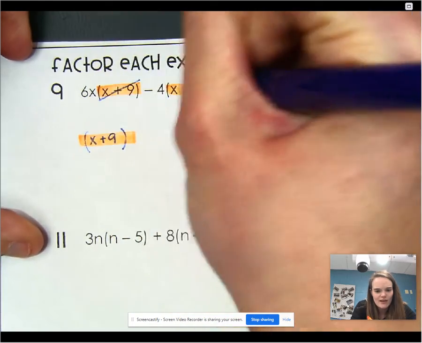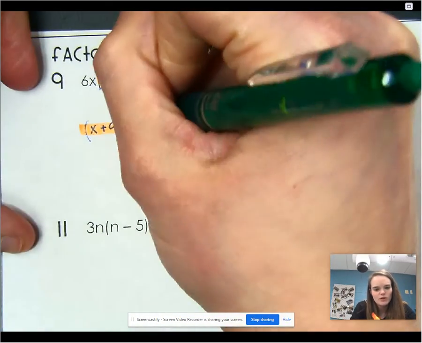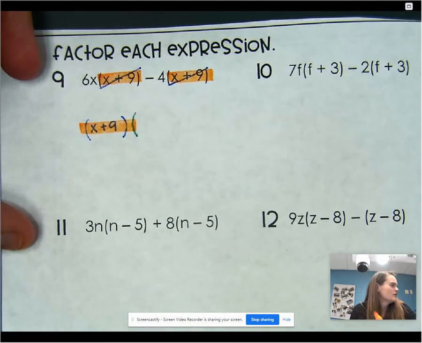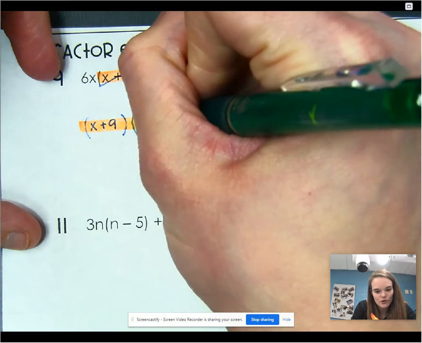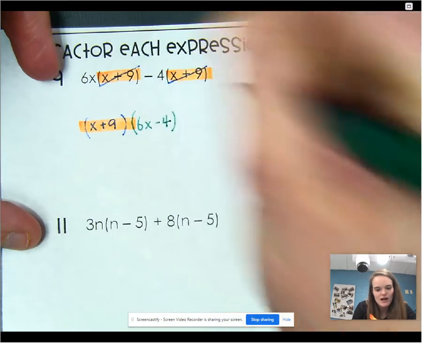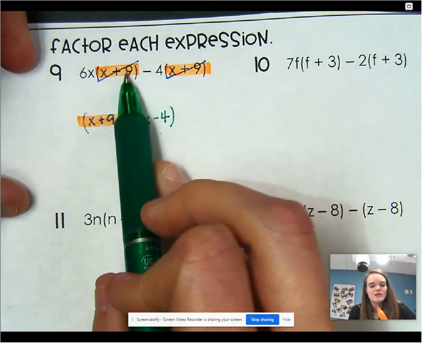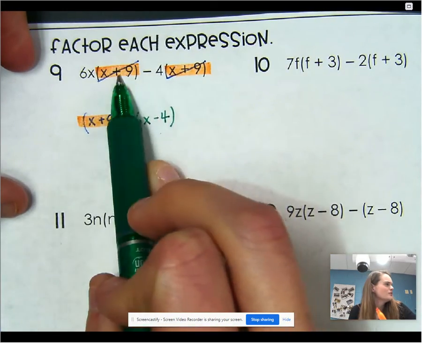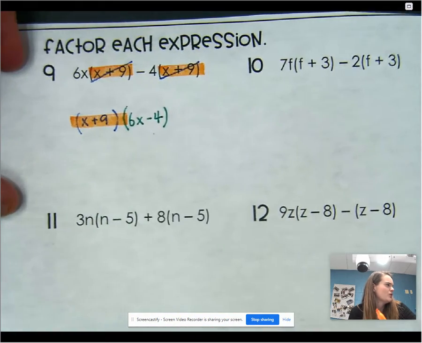Now that we have that one written down, in a second set of parentheses, we are going to write whatever's left over. So I still have a 6x, and I have a minus 4. I have now factored that by grouping. So I grouped it and took out the x plus 9 from each, and then I wrote down what was remaining, which was 6x minus 4.